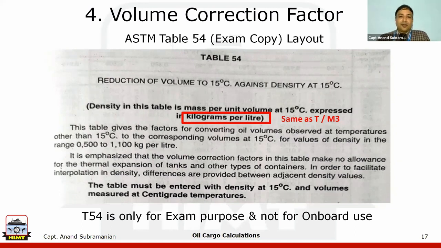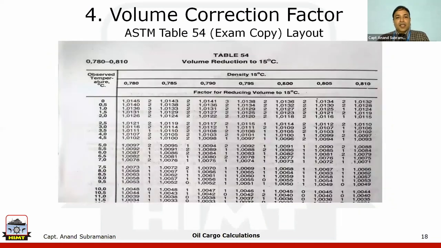For onboard, we have a separate booklet, which is called ABCD and all, which is a different thing. This is an example of an ASTM table. I'm just giving a layout. So let us look at how to read the values. On the left-hand side, we have the observed temperature.